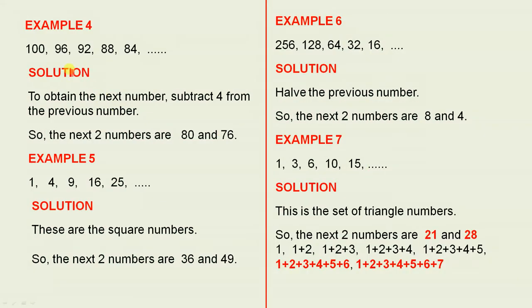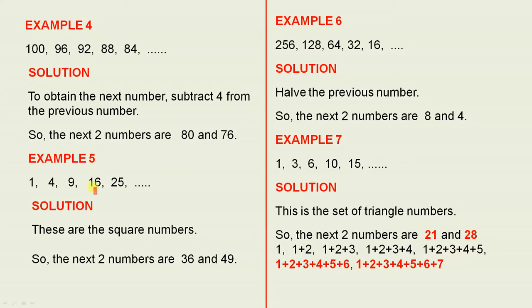Example 4, we have 100, 96, 92, 88 and 84. Solution. To obtain the next number, subtract 4 from the previous number. So the next 2 numbers are 80 and 76. So 84 take away 4 is 80. 80 take away 4 is 76.